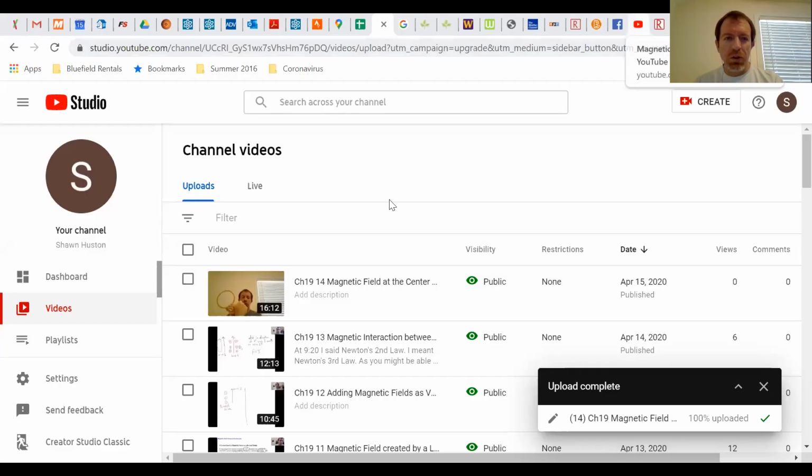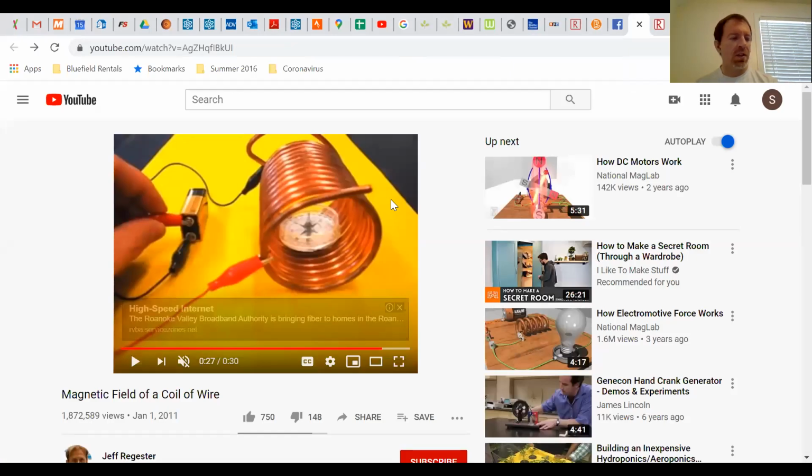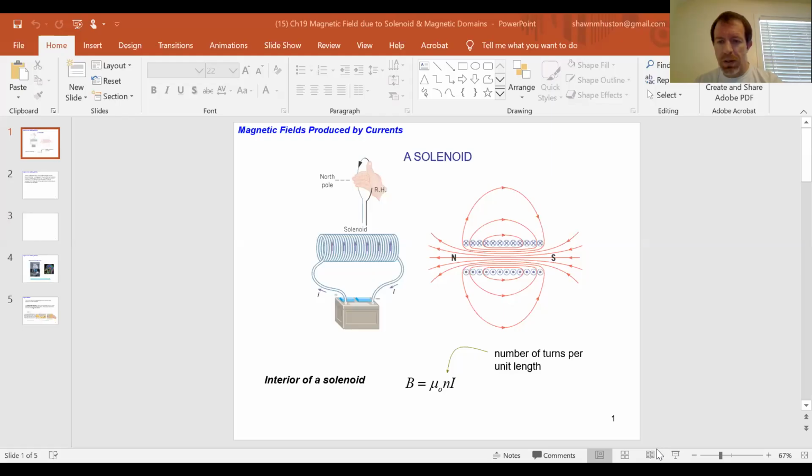Hi guys. So as promised, this particular lecture is going to focus on solenoids. Let me remind you of something from the last video. What does a solenoid look like? Well, it looks a lot like this cylindrical coil of wire that was in the YouTube video that I played for y'all last time. All right, let's get the PowerPoint up and take a look at it.